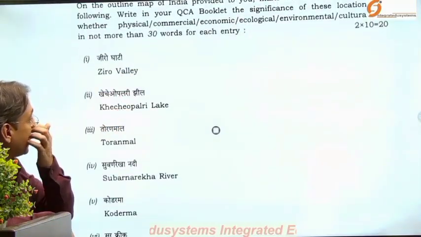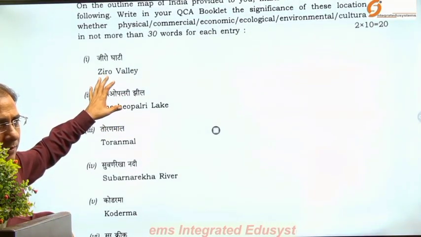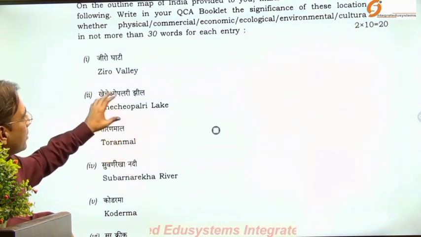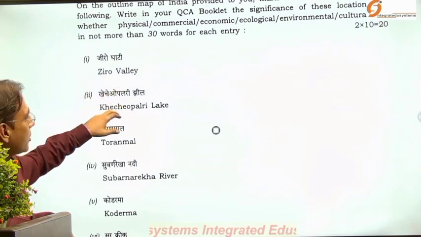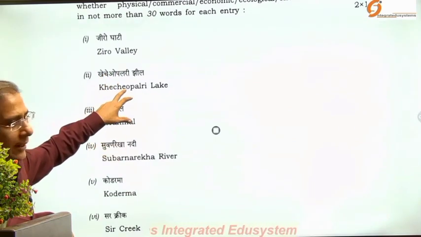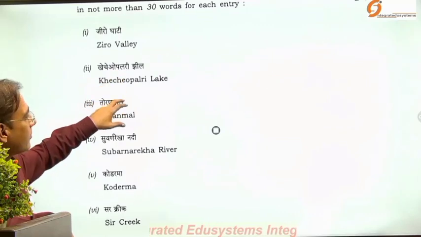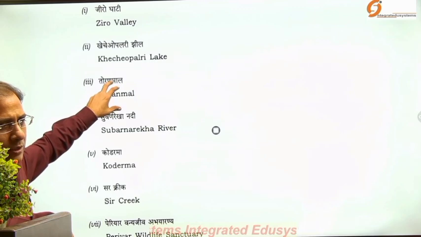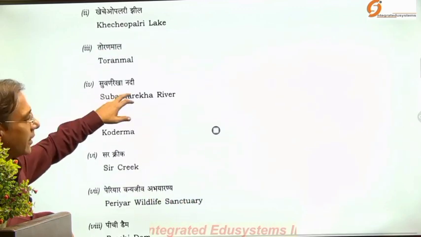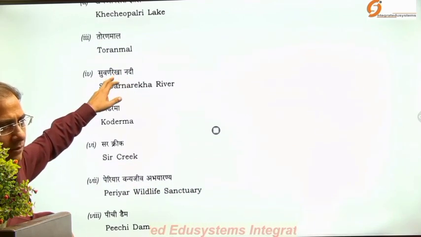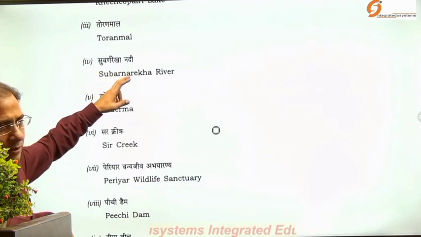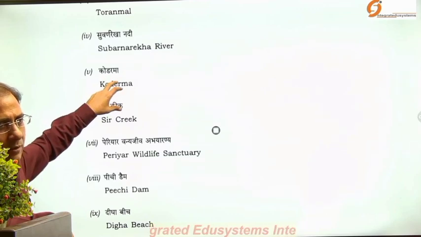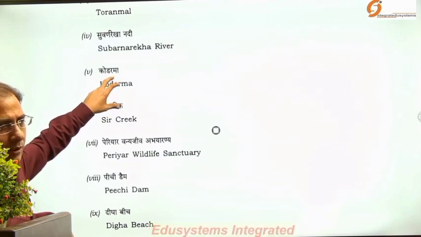देखो, this is the entry. ये आया था 2021 में. Ziro Valley, which is in Arunachal Pradesh, Khecheopalri Lake, which is in Gangtok, Sikkim, Tornamal, it is a resort area in Maharashtra, a great tourist destination. Suvarnarekha River in Jharkhand, which across the Ranchi and Jamshedpur industrial belt. Koderma as a place in Jharkhand, rich mica belt of the world.